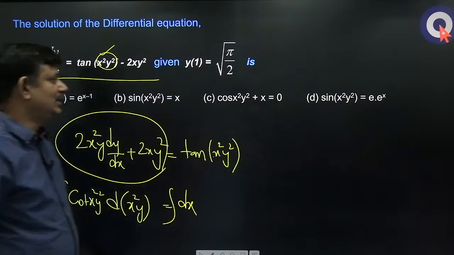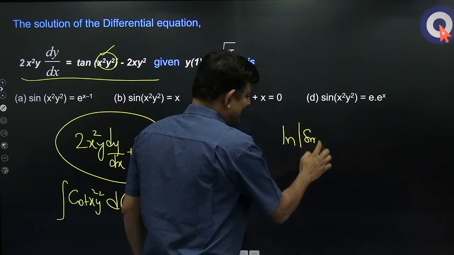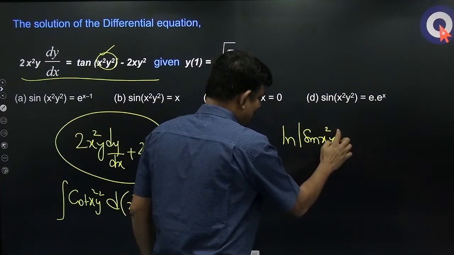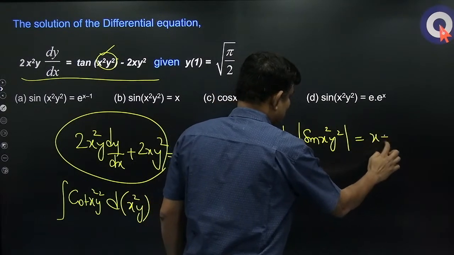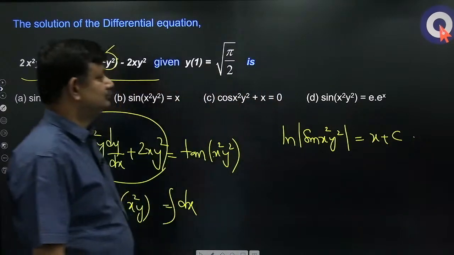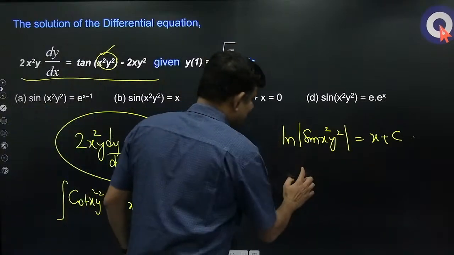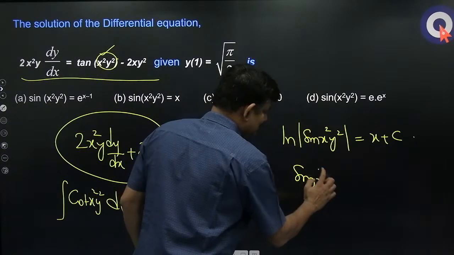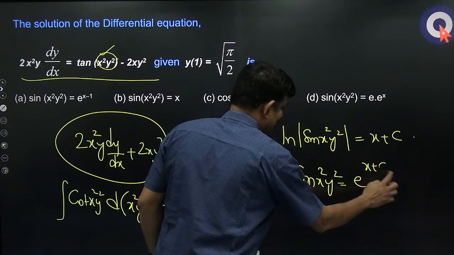You can see cot t dt, which is log mod sin t, t is x square y square, is equal to x plus c. ठीक है. So sin x square y square is equal to e power x plus c.